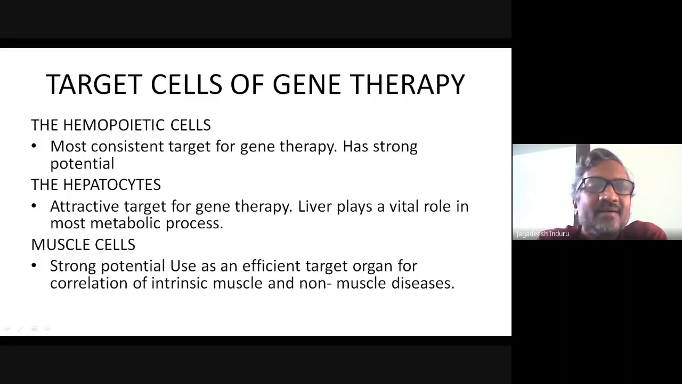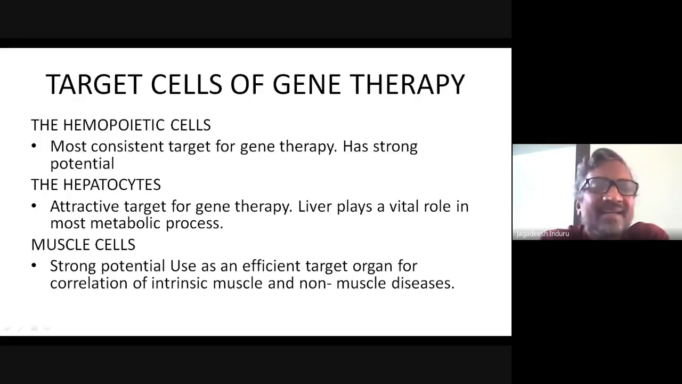So depending upon what target cell we have in gene therapy, we can select the approach. The first one is the hemopoietic cells. It is the most consistent target for gene therapy and has strong potential. Another one is the hepatocytes, an attractive target for gene therapy. The liver plays a vital role in most metabolic processes, and malfunctions can be corrected, so it will be used.